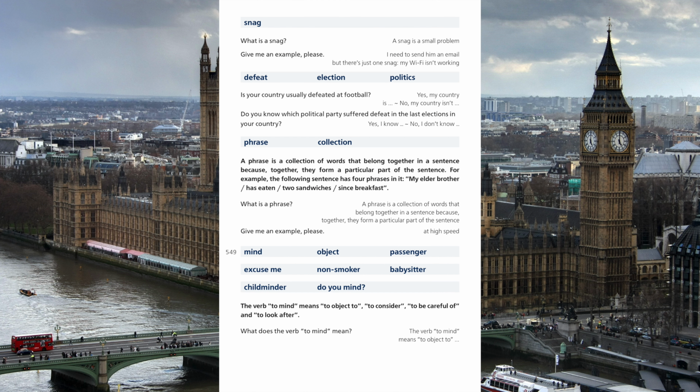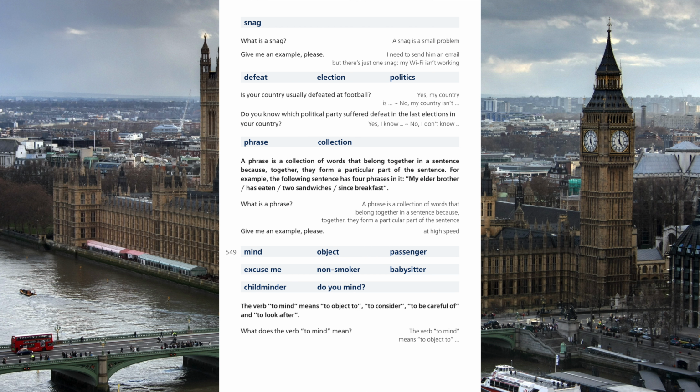Snag. What is a snag? A snag is a small problem. Give me an example, please. I need to send him an email, but there's just one snag. My Wi-Fi isn't working.